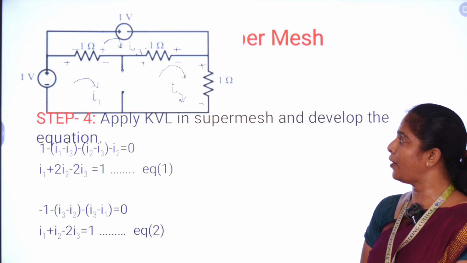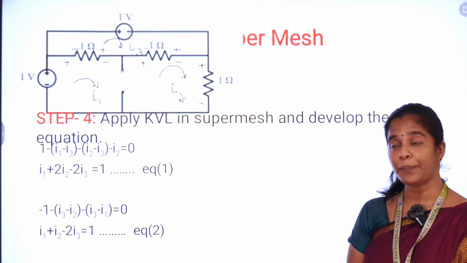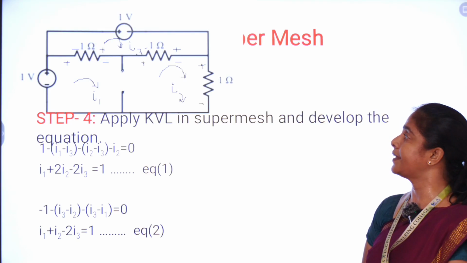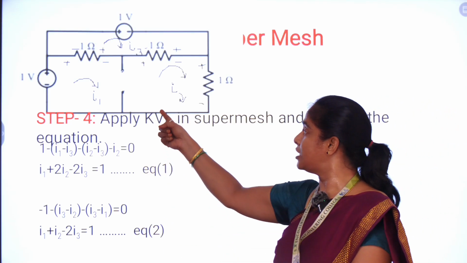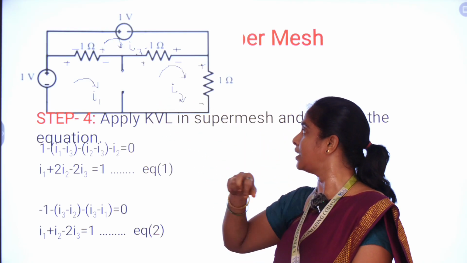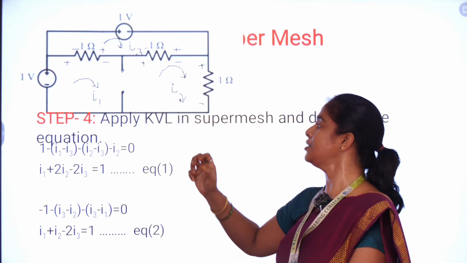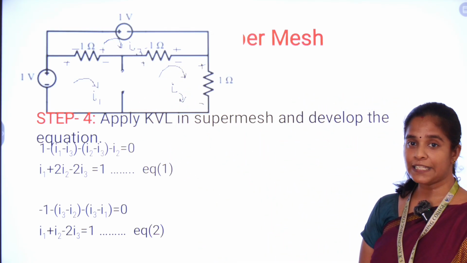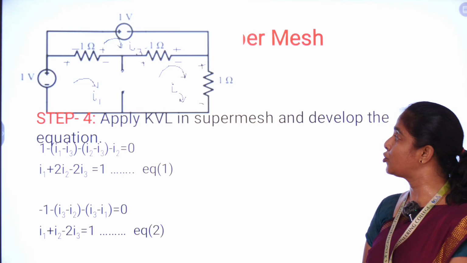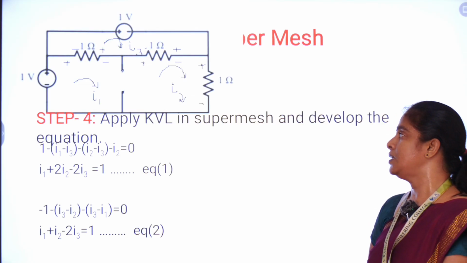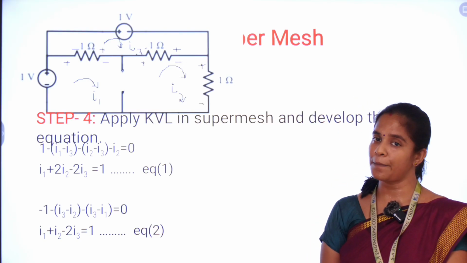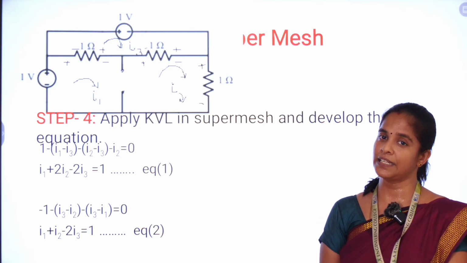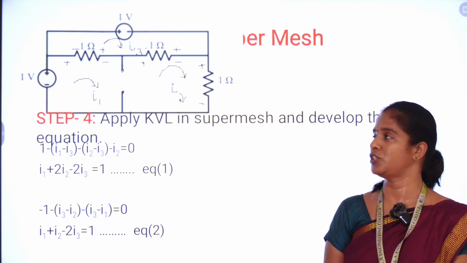So now we are going to apply KVL in the supermesh. See, in the diagram we are having only 2 meshes and the current source is removed, so that the complete mesh here is the supermesh. So let us apply KVL to supermesh. So what is KVL? The Kirchhoff's voltage law: the sum of all the branch voltages in the closed loop is equal to 0.